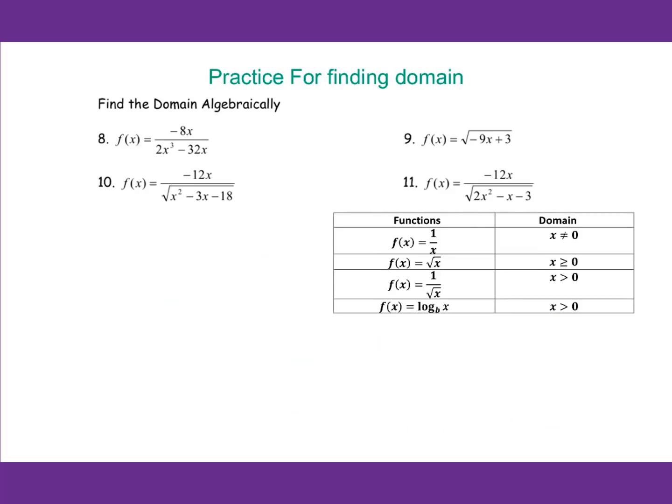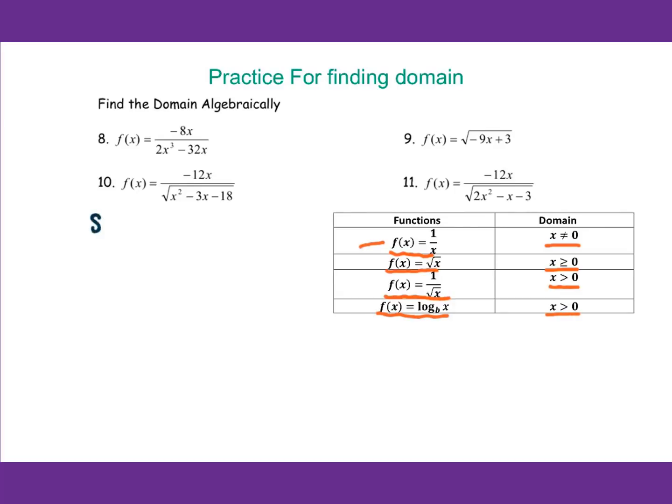Now, practice for finding domain. For finding domain, you have to remember the following rules. For a rational function, the denominator is not equal to 0. For a square root function, the radicand must be greater than or equal to 0. For a rational square root function, the radicand is greater than 0. For a logarithm function, the argument is greater than 0.